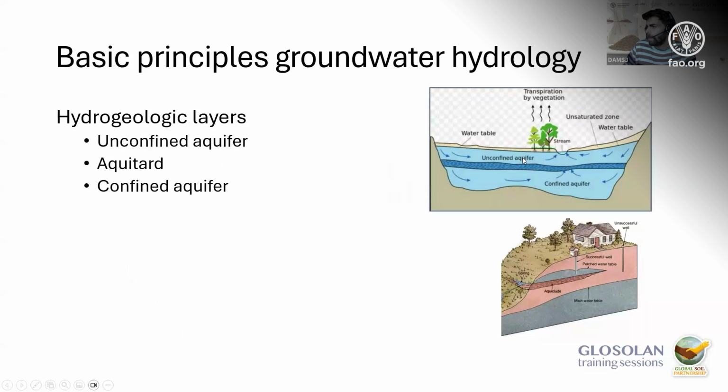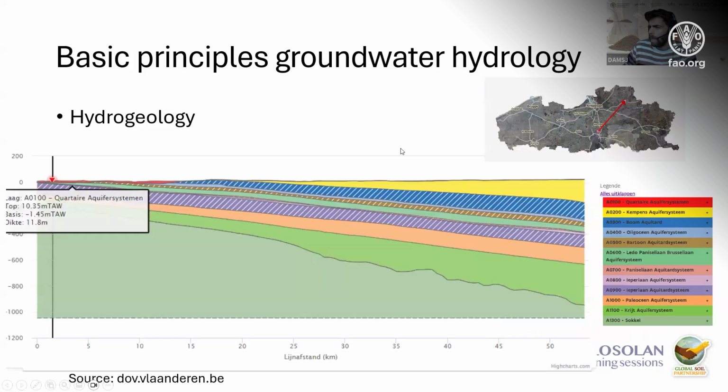You have sometimes also aquitards, so systems that contain mostly clay or peat that are less permeable and where the water is kind of stopped. And then sometimes underneath these aquitards you have confined aquifers that are not in contact with the land surface.